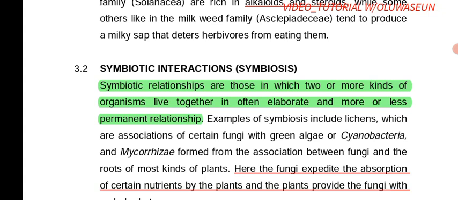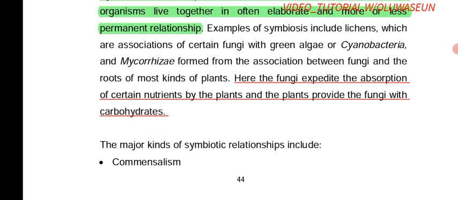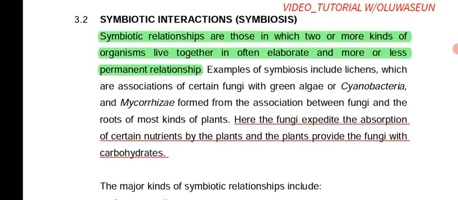An example of symbiotic interaction is that of fungi and the roots of plants. In that kind of symbiotic relationship, fungi expedite the absorption of certain nutrients by the plant's roots, and then the plant provides the fungi with carbohydrates. So that's an example of a symbiotic interaction or relationship.